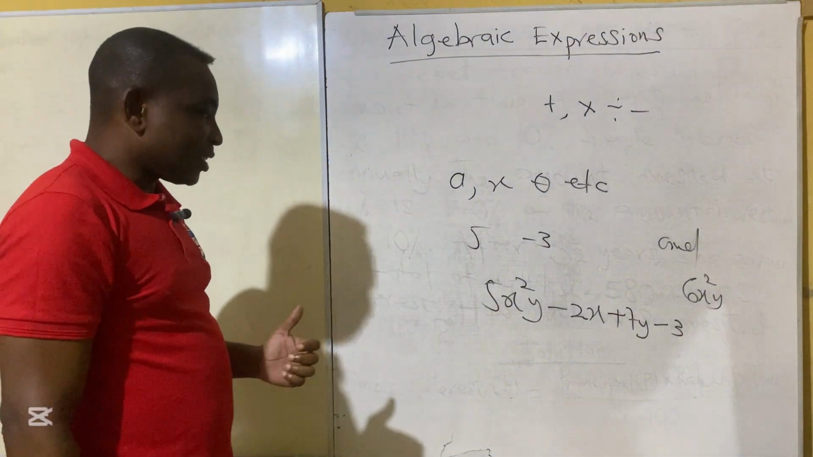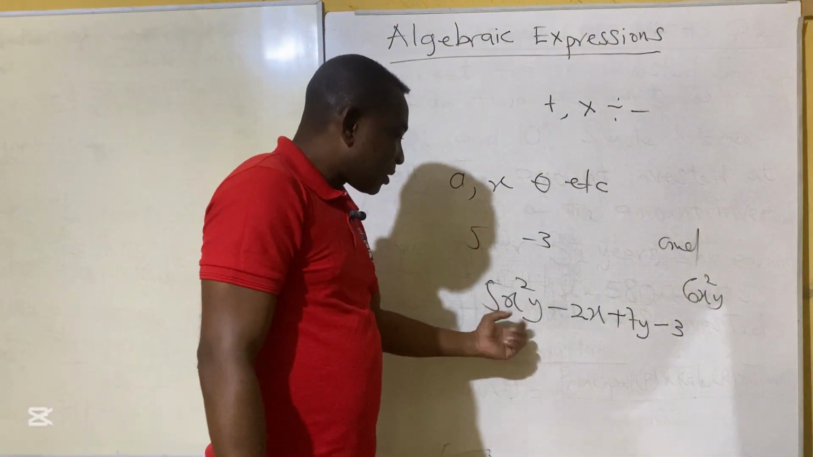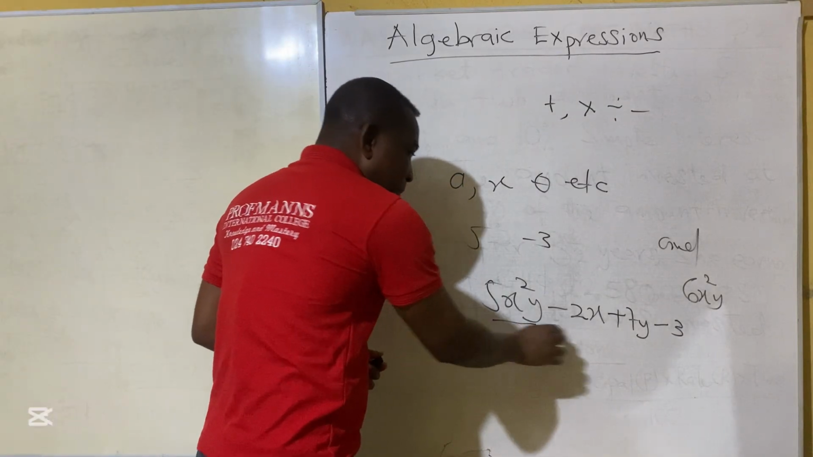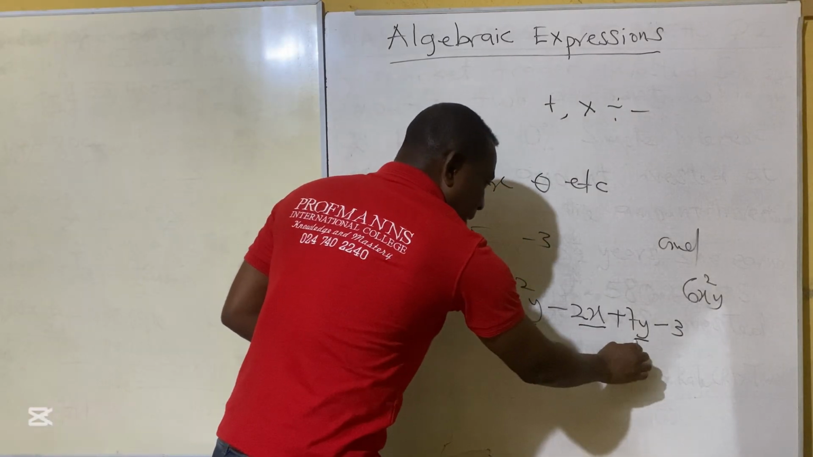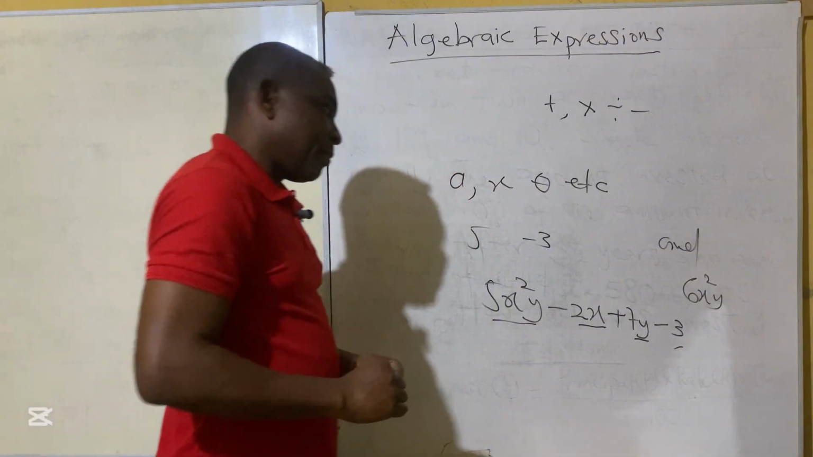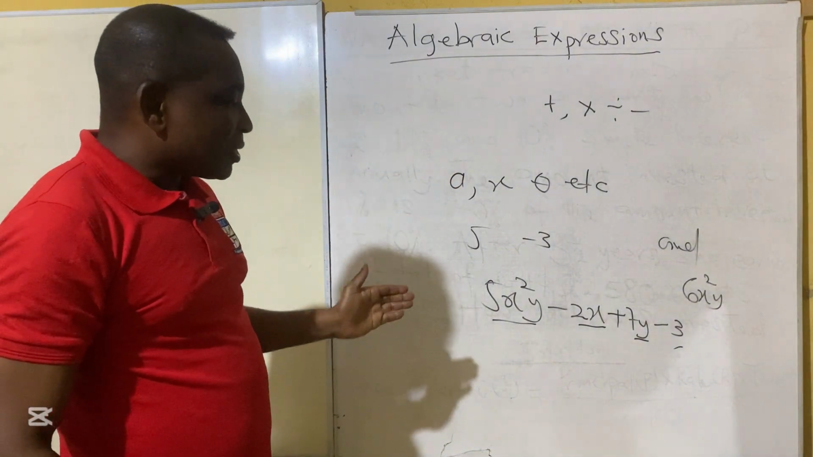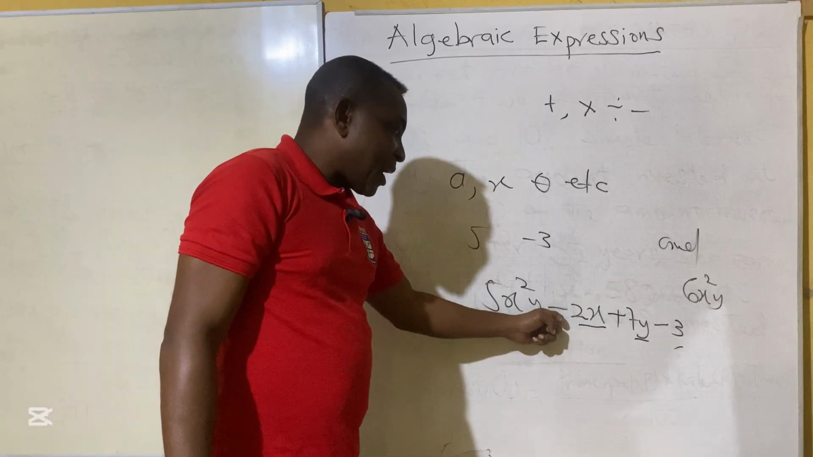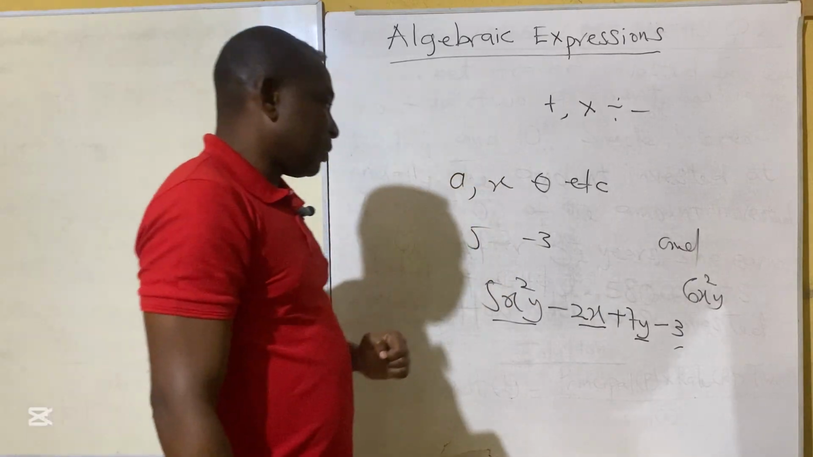In algebraic expressions, the individual parts are referred to as terms. So, for instance, this is a term, this is a term, and this is a term. The terms are separated with a minus sign or addition.